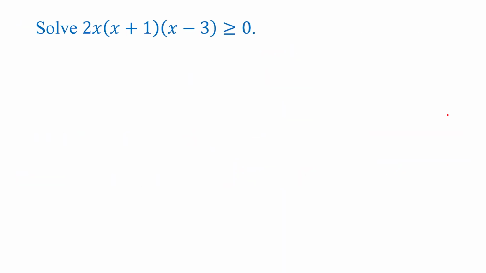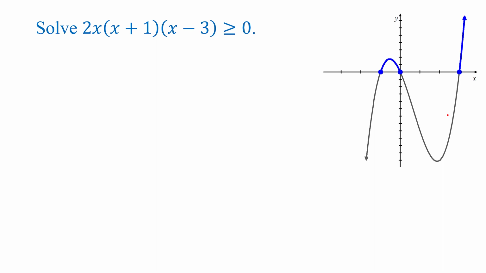Let's look next at solving 2x times x plus 1 times x minus 3 greater than or equal to 0. This is actually an inequality that we already solved graphically, so let's take this new approach. You can see the graphical solution we came up with here to the right. This is already factored, so I don't need to factor. I would just give the expression on the left a function name, f of x. So I have f of x equals 2x times x plus 1 times x minus 3.